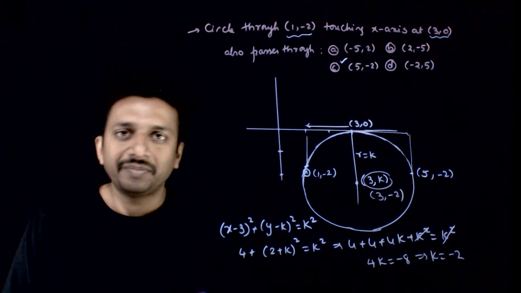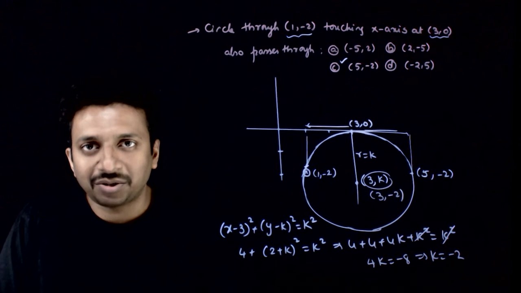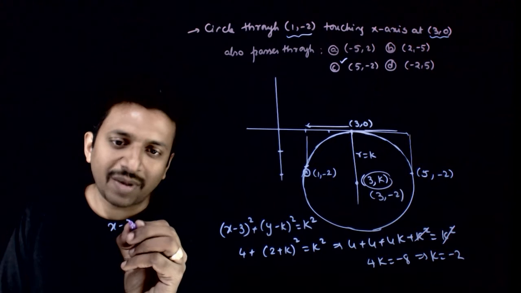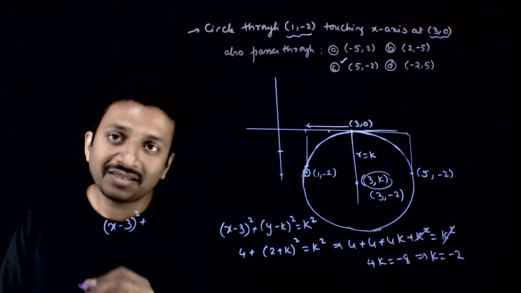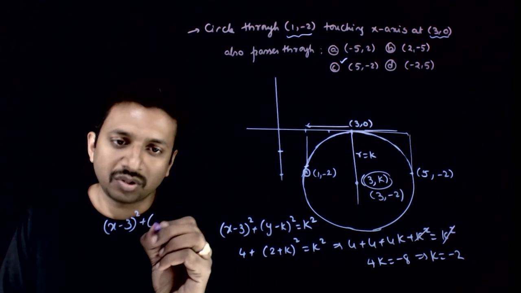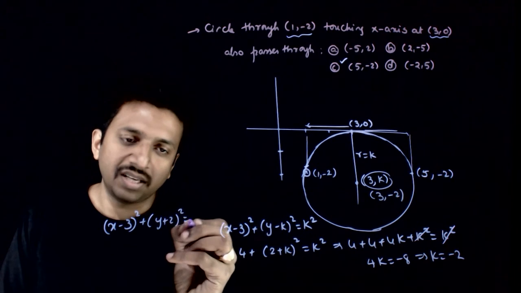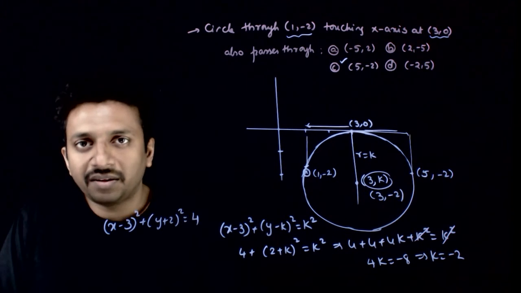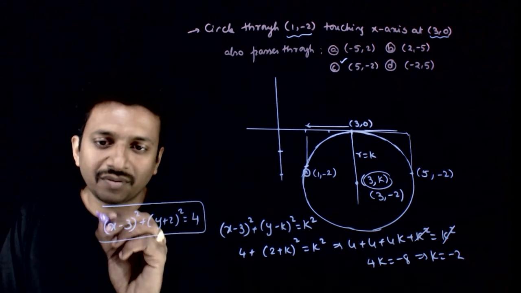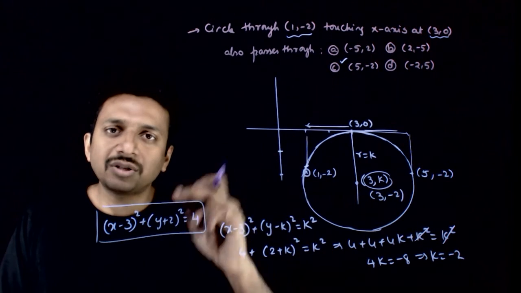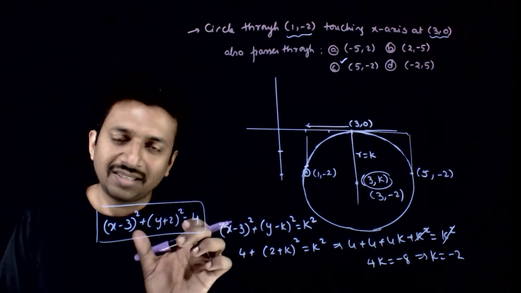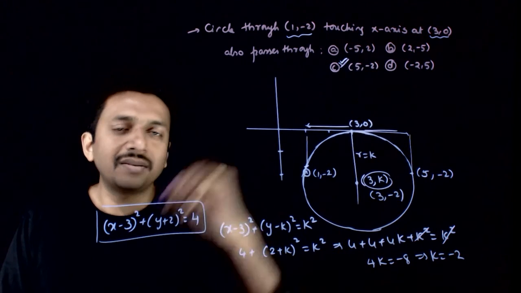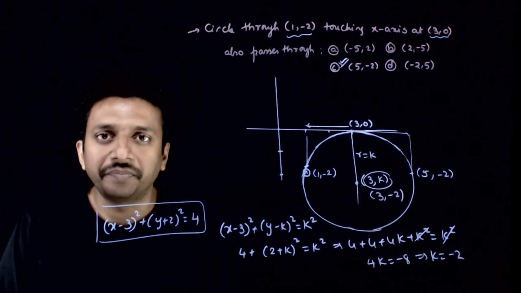The center is (3, -2). Hence you get the exact equation: (x - 3)^2 + (y + 2)^2 = k^2, and k is again -2, whose square is 4. Now this is the exact equation of the circle. Just take each of these points and substitute in this and see whether the point satisfies the equation or not. So from this also you can see that C is the answer to this question. Thank you.